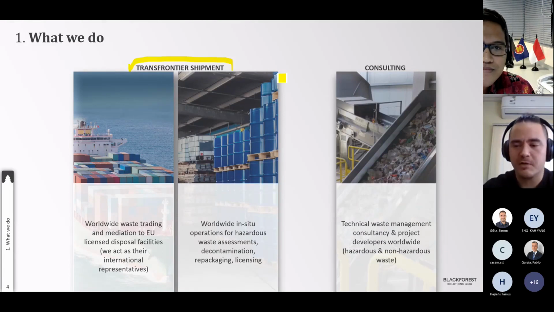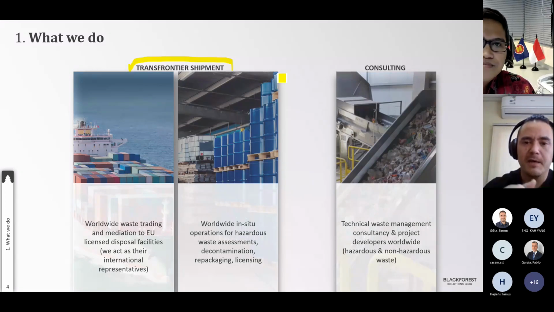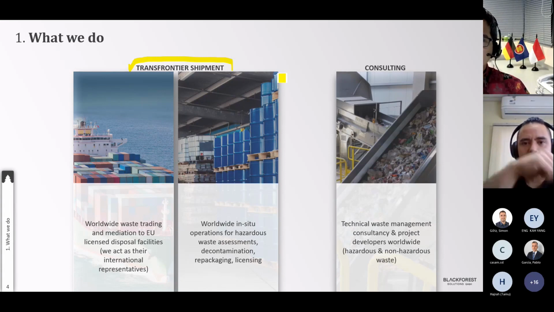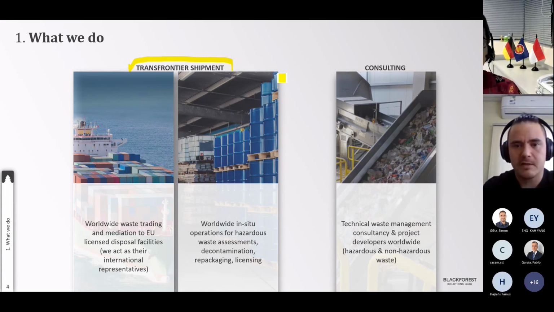First of all is trans-frontier shipment. This means that we are a licensed company which imports hazardous waste and very toxic waste to the European Union for final disposal. So it means that we go to countries where there is no treatment infrastructure for very toxic or very special materials like mercury or arsenic or cyanides or cytotoxic medical waste or oil and gas. And we do the repackaging, the licensing, the logistics and everything until the final disposal facility in Europe.